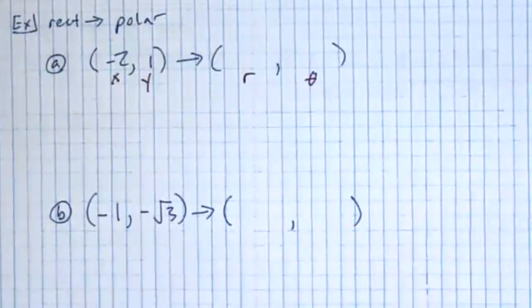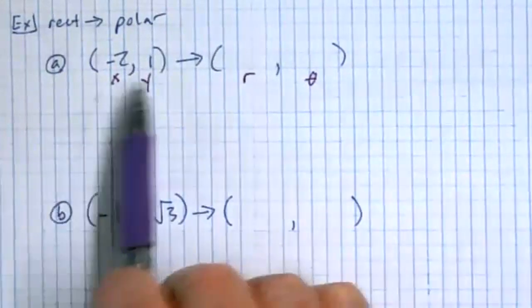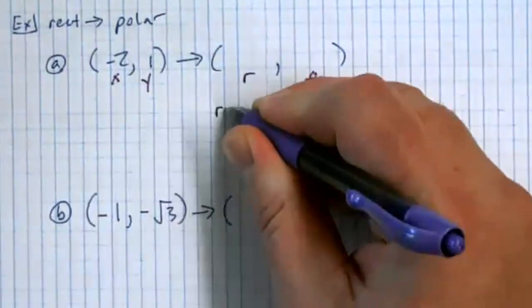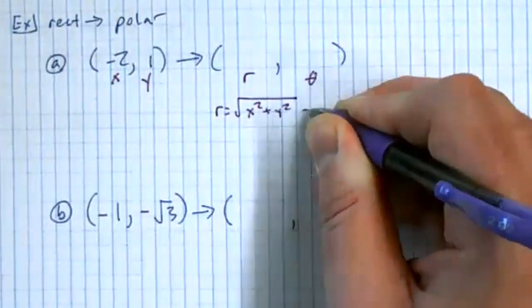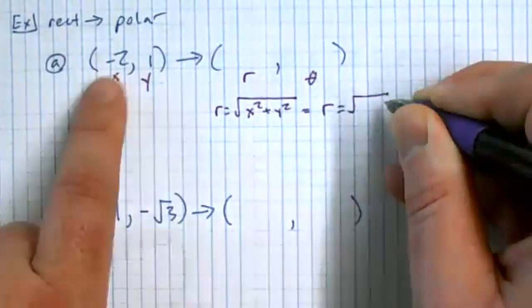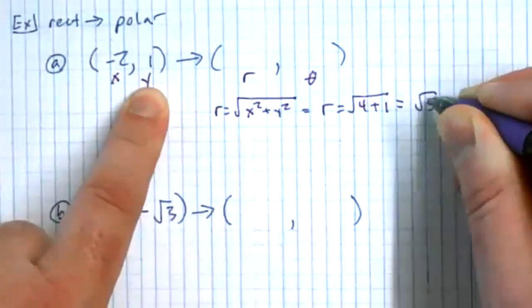So R should be the easy one. We could think of this as a vector and just find the magnitude, and that would give us our R value. So R is the square root of x squared plus y squared. We've got values for x squared and y squared. X squared would be 4, y squared would be 1. So we're looking at root 5 for R.